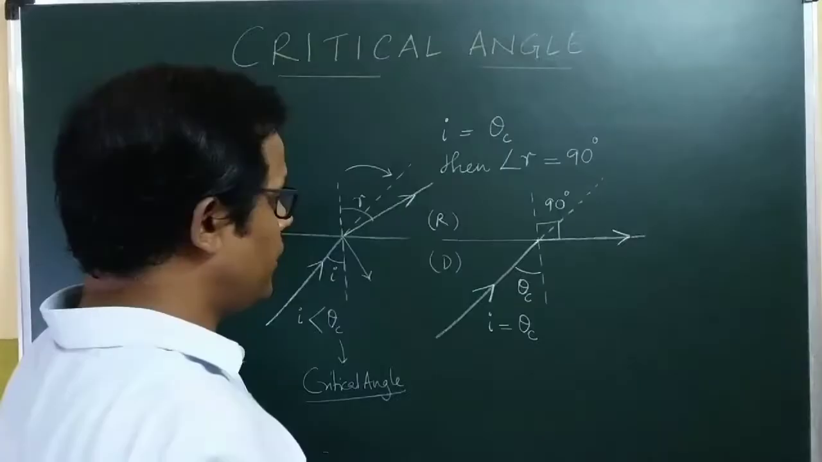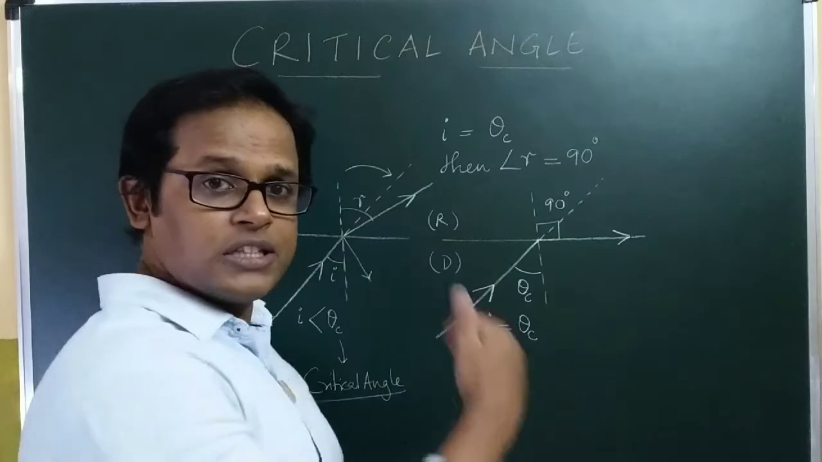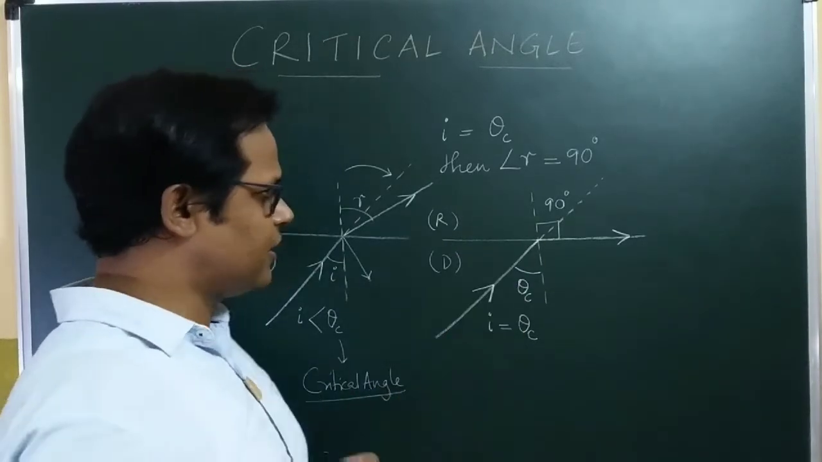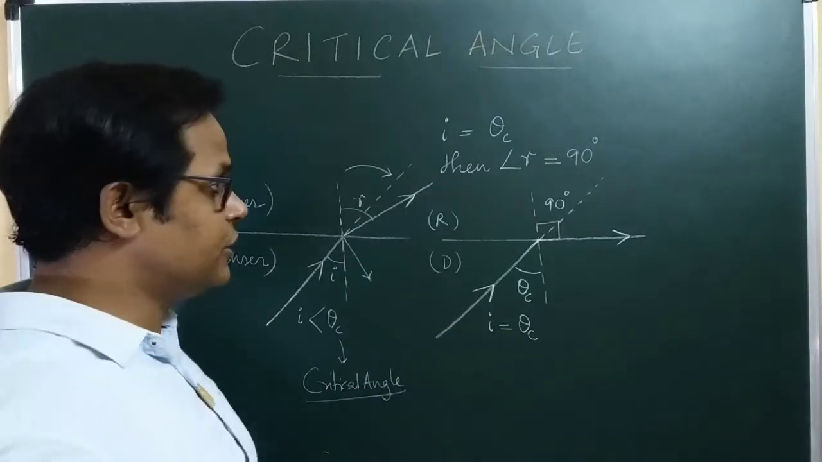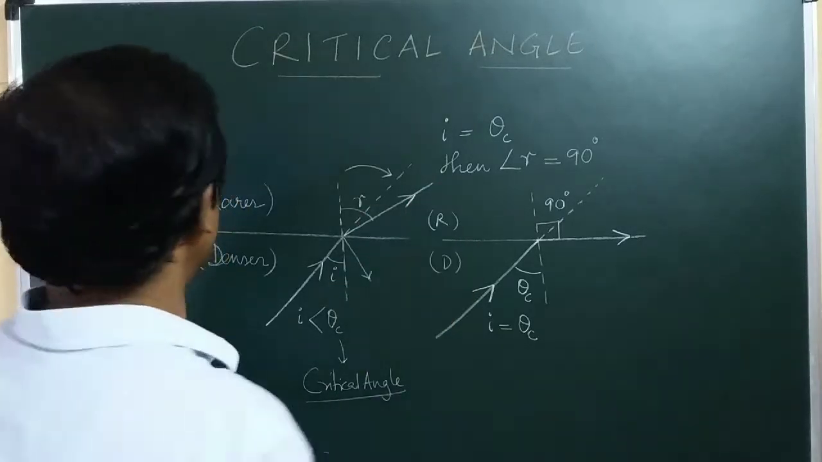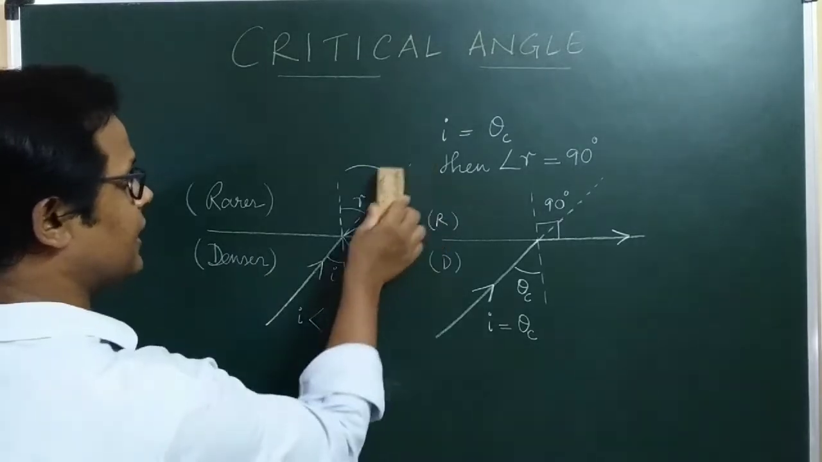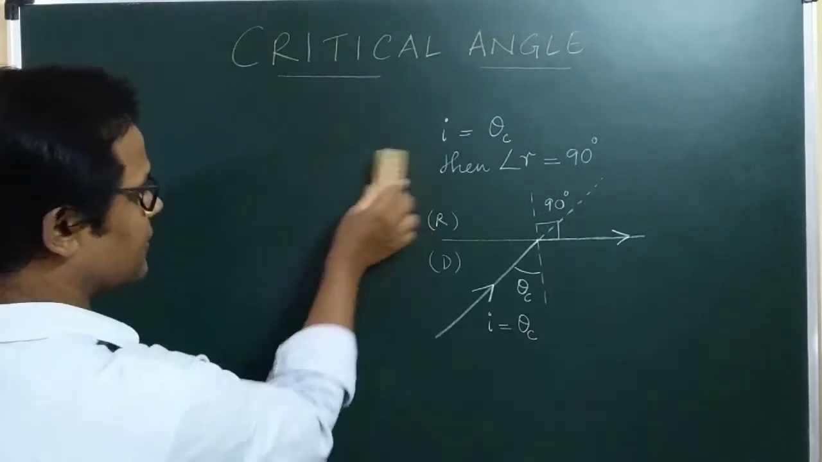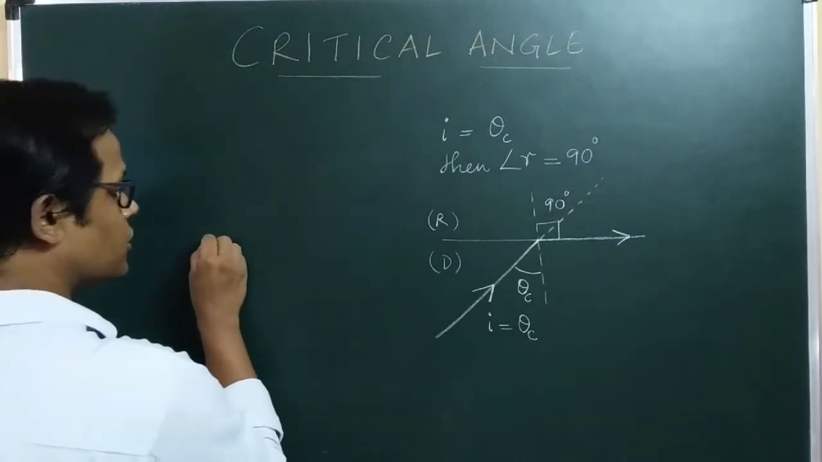If I increase the angle of incidence beyond the critical angle of incidence, what would happen to the refracted ray of light? Will we ever find anything getting refracted into the rarer medium? Okay, let me show you. I would like to rub off this first case because of a bit of lack of space. All right, good. So again, I try to show you the third case.